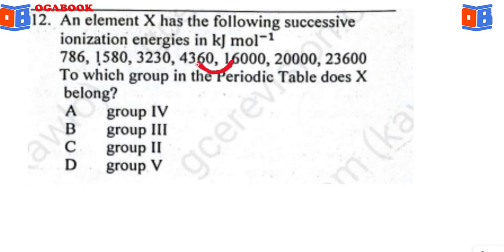So the last difference in energy is at the level of the fourth ionization energy, which marks the last electron removed. So the element belongs to group 4, because we count 1, 2, 3, 4 to the last ionization energy before the quantum jump to the next. So we have A as our option.